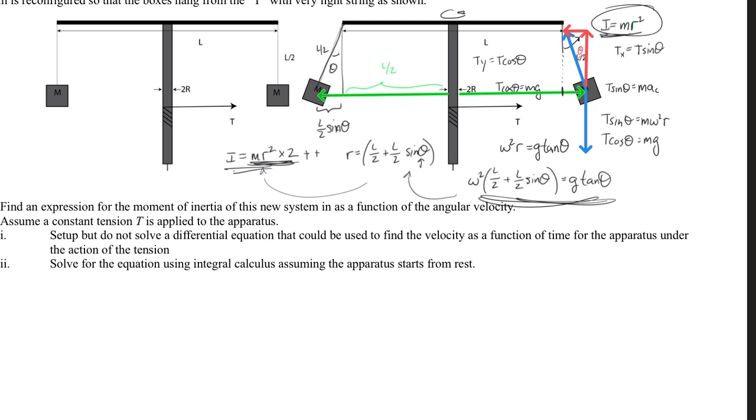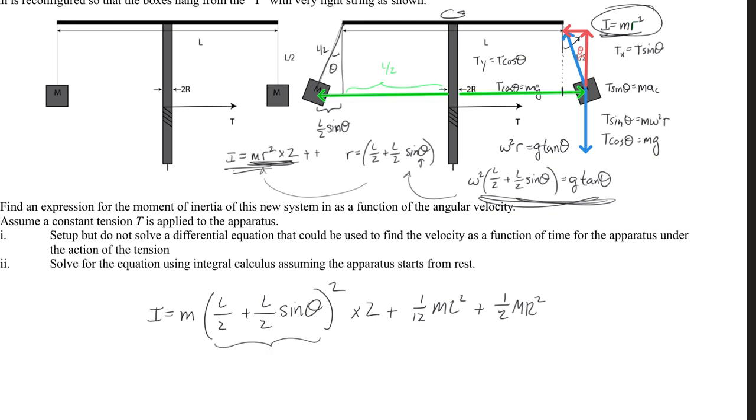It's asking for you to find an expression for the moment of inertia of this new system as a function of the angular velocity. So I have the moment of inertia as a function of the radius, times 2, because there are two boxes, plus the bar. I know I don't have to write all this out, but if I don't, somebody's going to ask, well, don't you have to include this? Plus the cylinder. There, I've included all of those things. We care about this part, right?